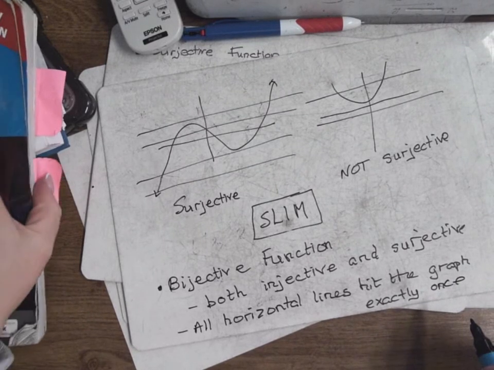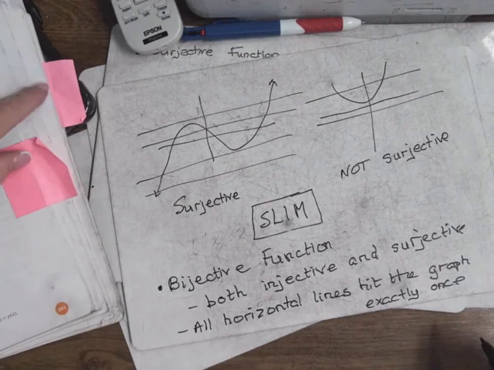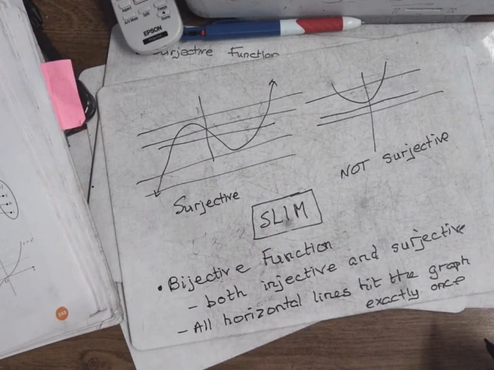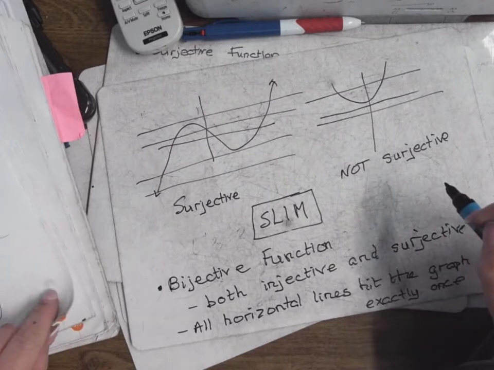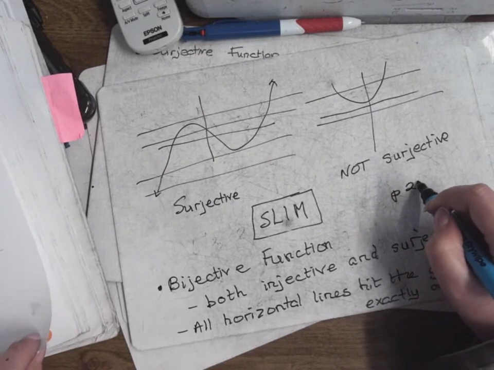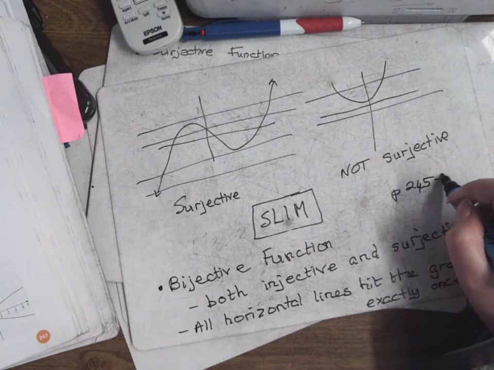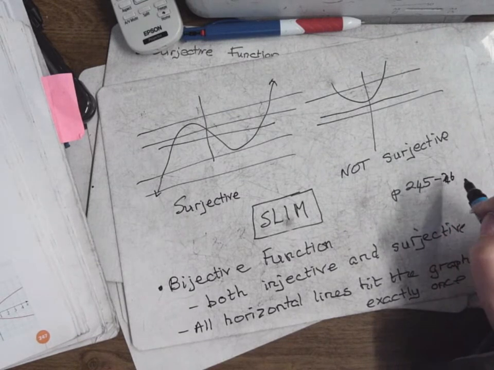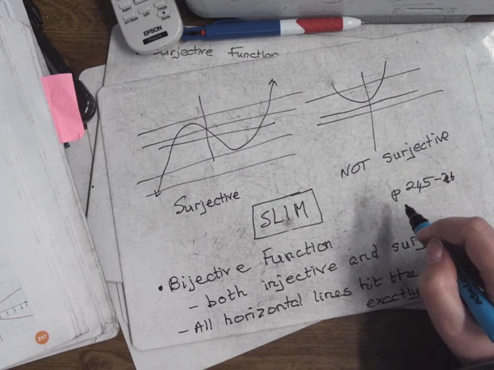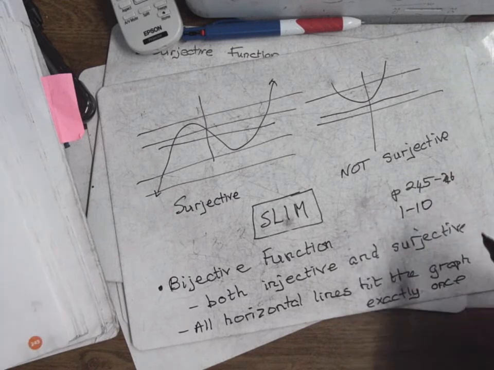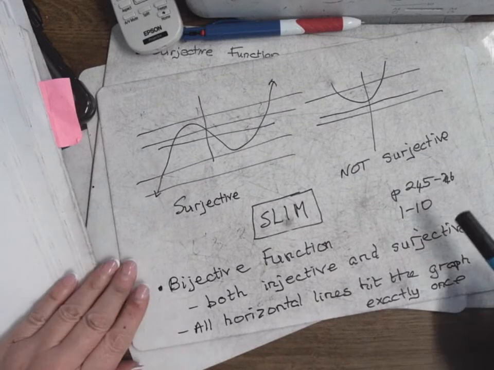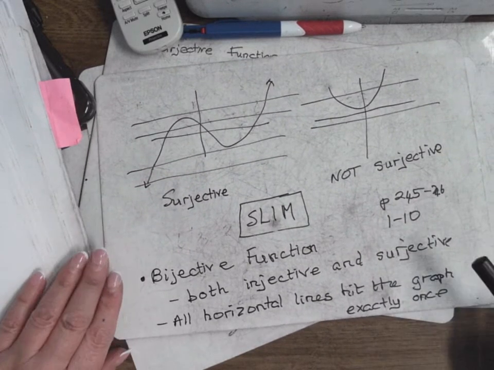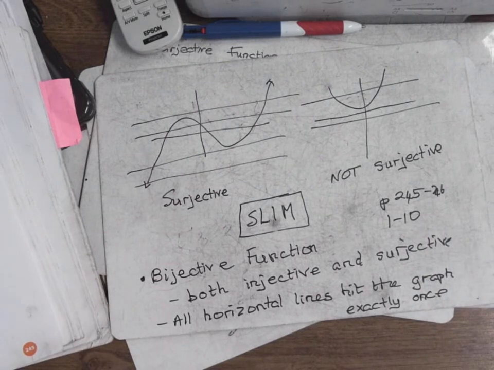Okay, just give me a sec. So let's have a go at some of these. Let's see if we can make head nor tail of them. So let's go to page 245 to 246. Let's do 1 to 10, because most of them are just: is it injective, is it surjective, is it bijective? Okay? 245 to 246, 1 to 10. Am I putting up a picture? Yeah, okay.